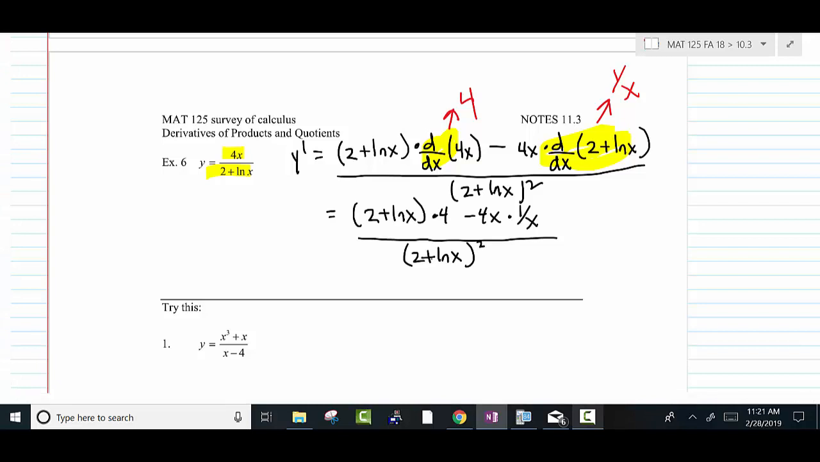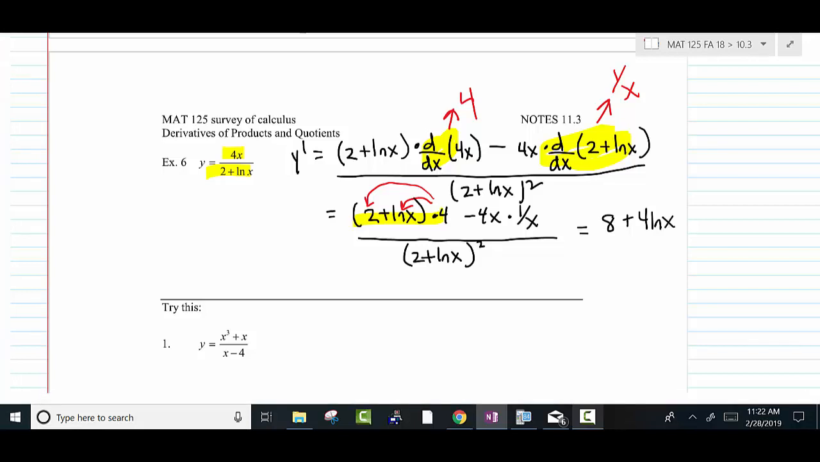Now we need to just look at what type of algebra we can deal with here. So I'll show you kind of what I see. That is a distributive property right there. That's just simply distributing that 4 through that. So that's going to be 4 times 2 and 4 times ln of x. So if you do that, you're going to get 8 plus 4 ln x, like that. And that takes care of that.